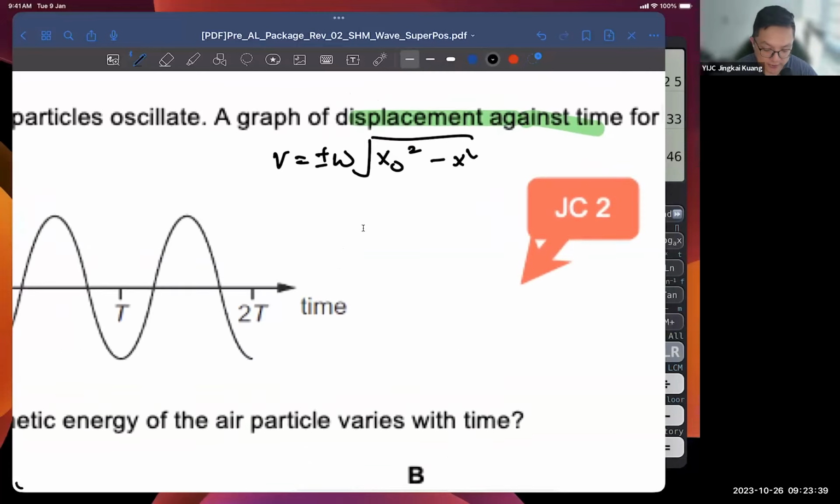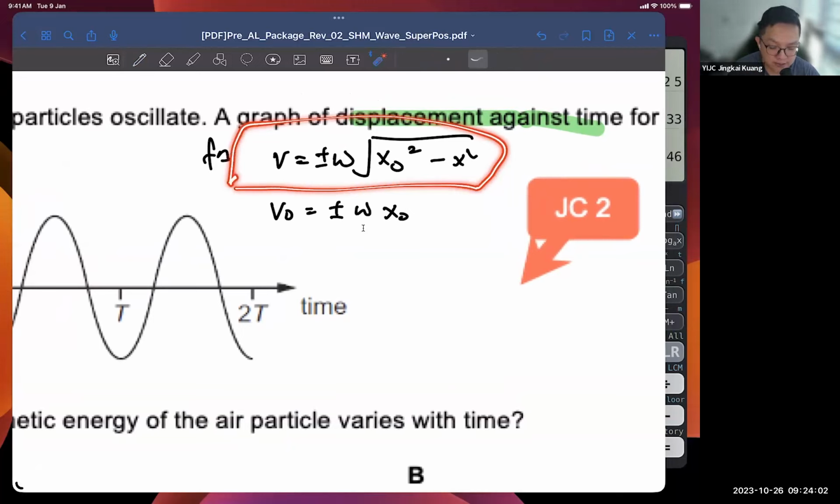Okay, so again, this one here is a function. It is not a constant. The constant one is v naught equals plus minus omega x naught. If you want the maximum velocity, your x has to be 0, and then this whole term becomes x naught. This part is a bit confusing. If you look at v naught equals plus minus omega x naught, you might be tricked into thinking that your maximum velocity happens at your amplitude x naught, but it's not. This is the constant.